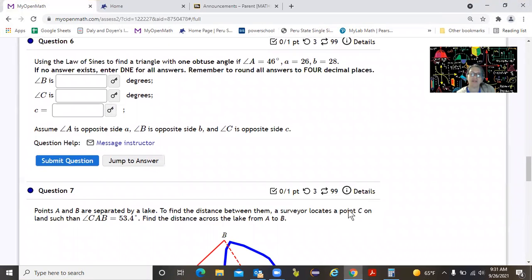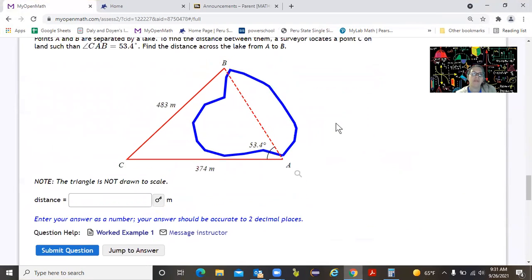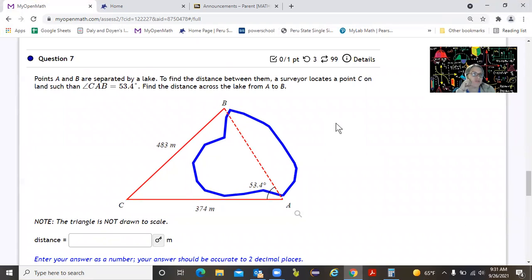This is just like those last ones. You will start by solving for an angle. This one has a picture. It's drawn for you, but it says A and B are separated by a lake. There's the beautiful lake. To find the distance between them, he locates a point C on land so that he has this angle. The thing is, he can't measure across the lake. This is actually something that surveyors do, is they use triangles to find these distances they can't reach exactly, using trig functions.